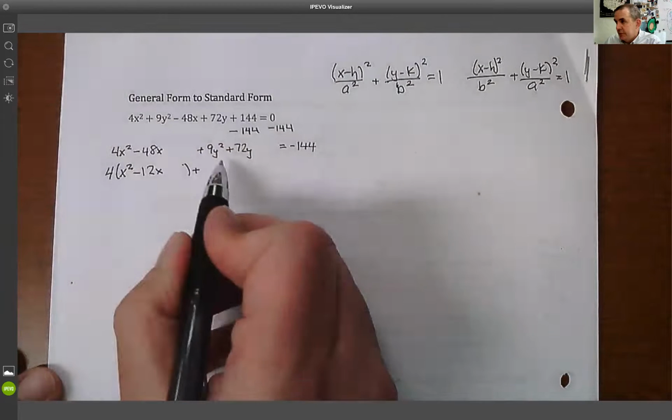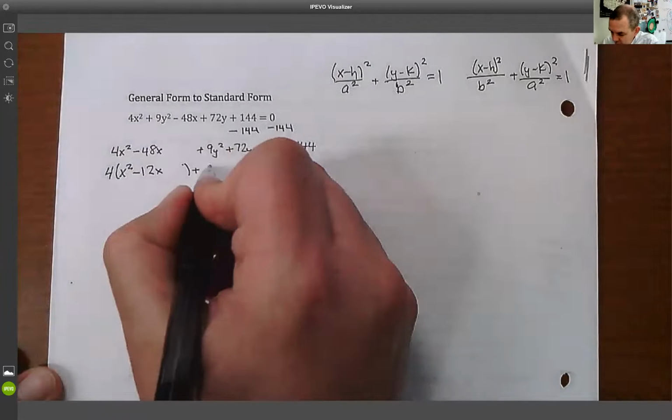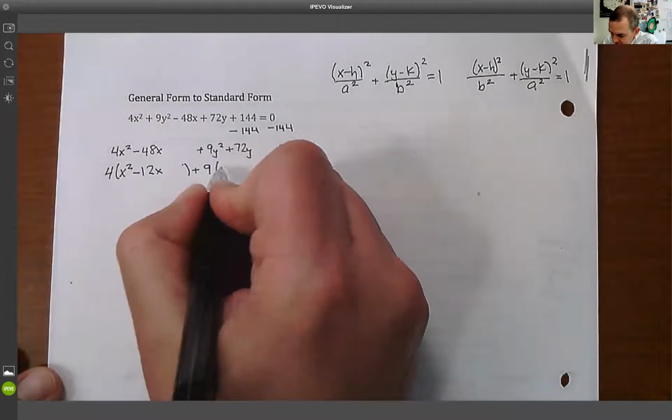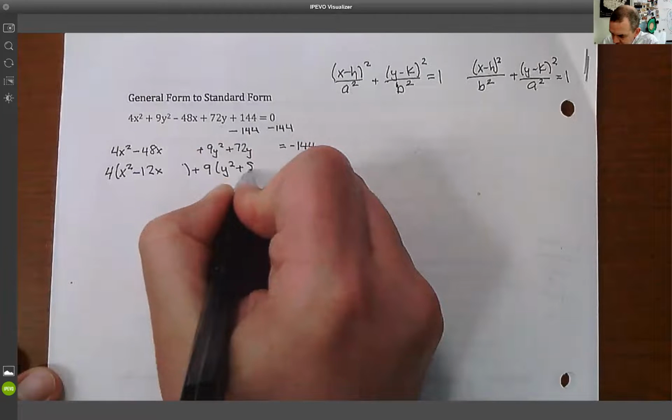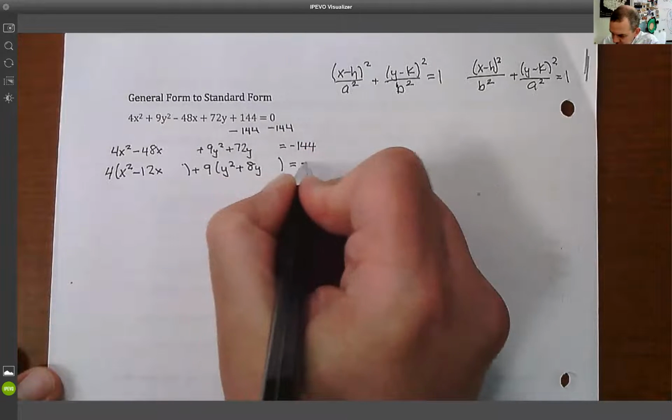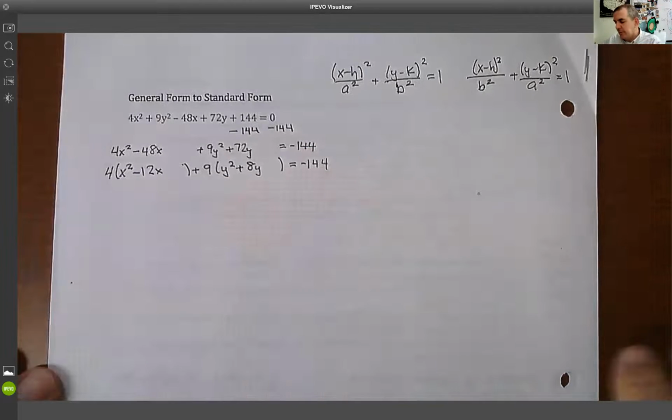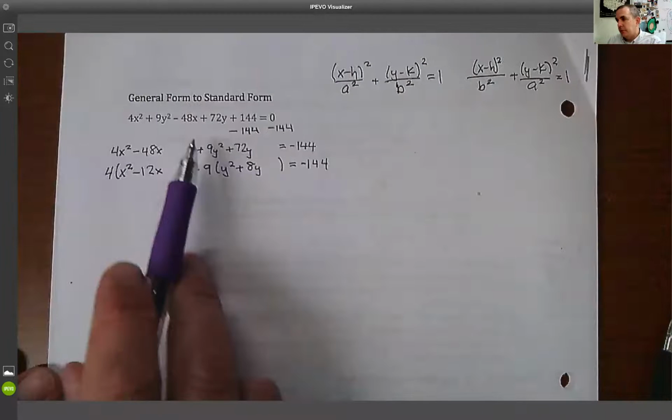Now I need to do the same thing. Whatever number's in front of that y squared, I'm going to take out the 9. It's going to be y squared plus 8y equals negative 144. And now we're going to complete the square inside.